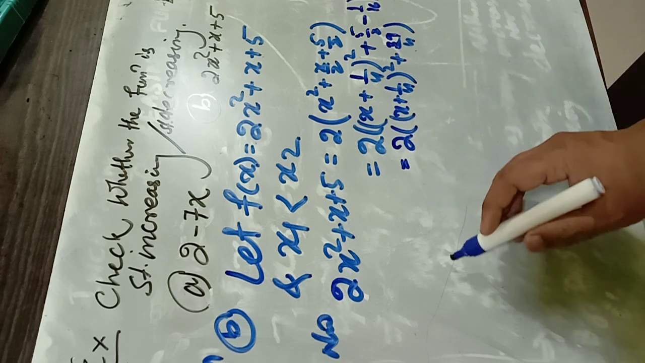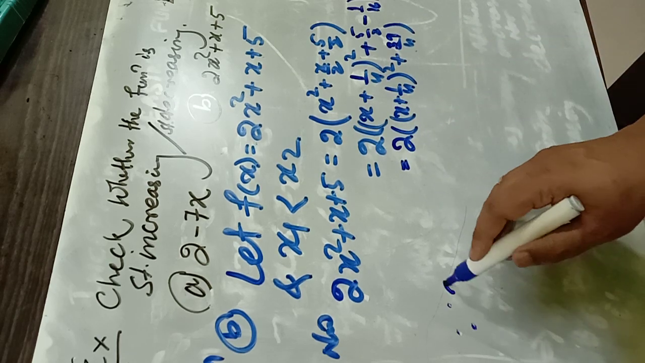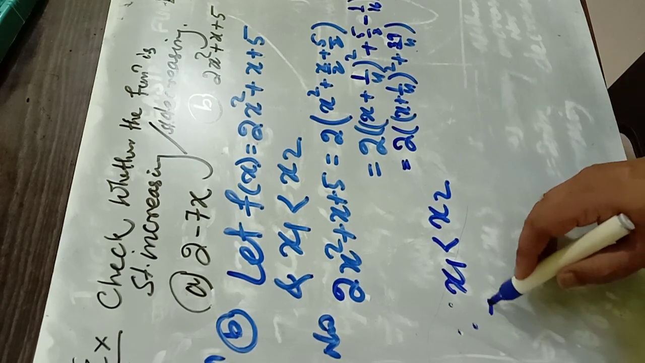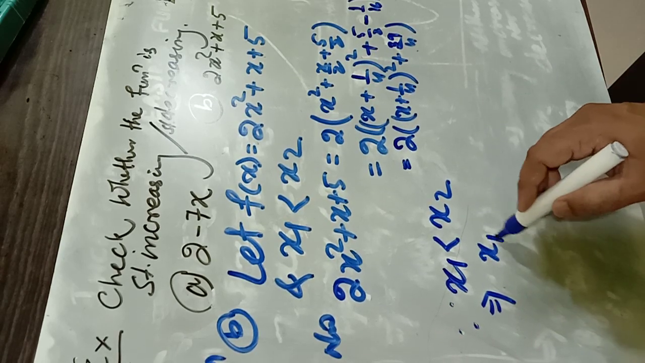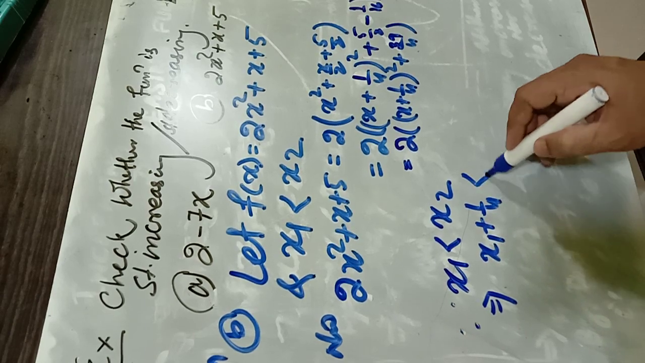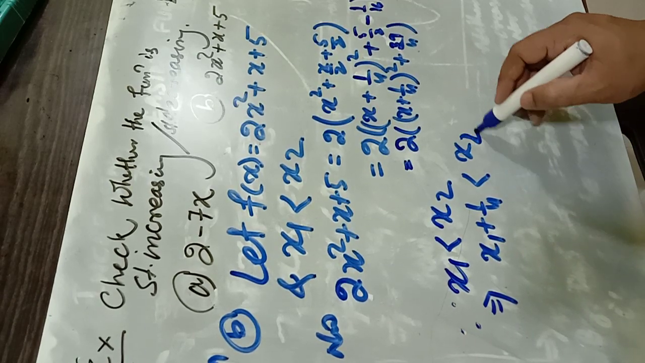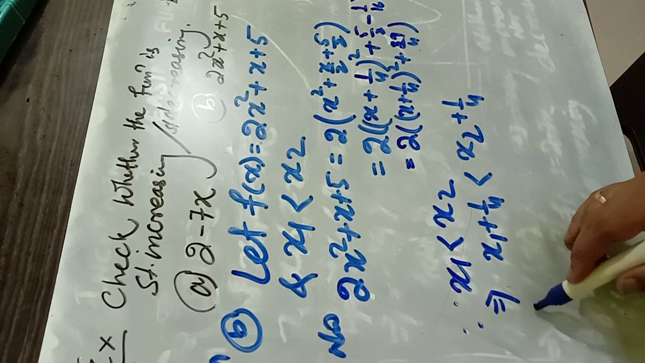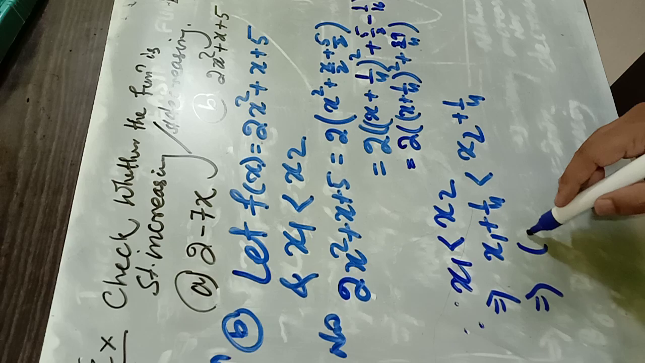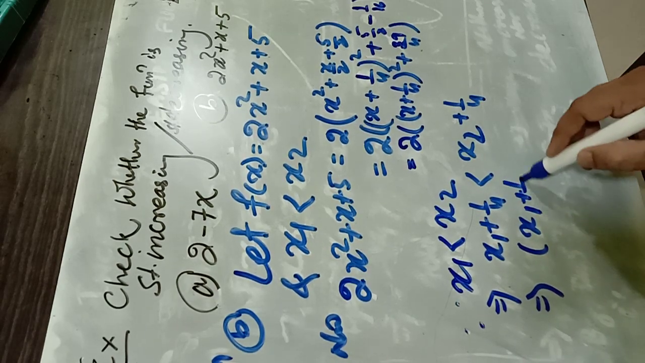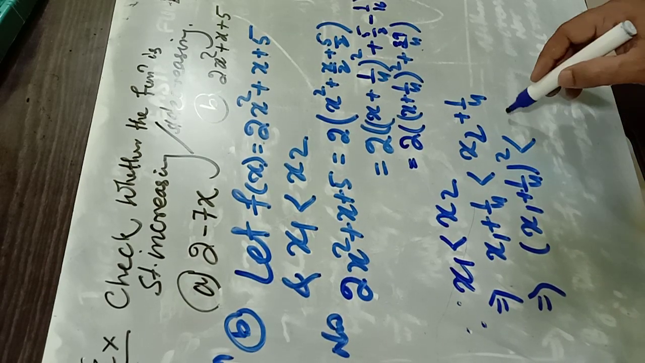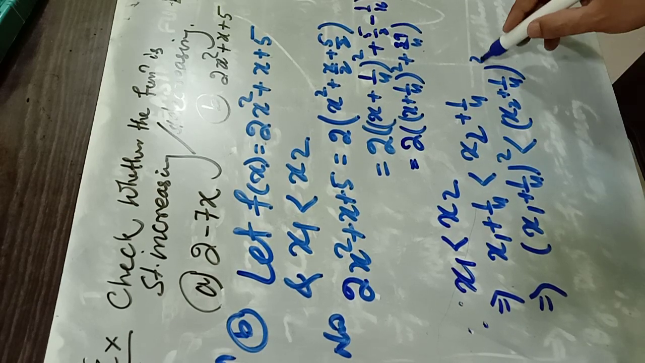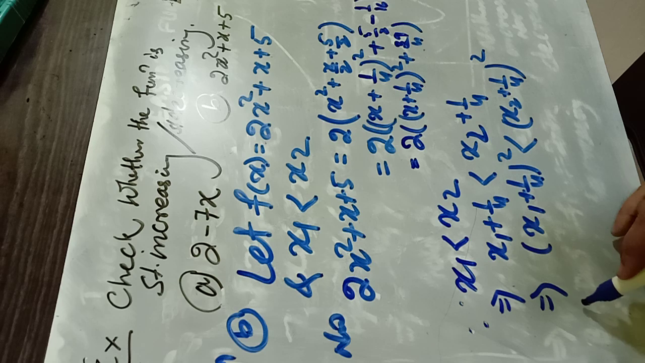Since x1 less than x2, so definitely x1 plus 1 by 4 less than x2 plus 1 by 4. Both sides 1 by 4 is added. If we do squaring, the smaller square will be less. x1 plus 1 by 4 whole square less than x2 plus 1 by 4 whole square. Now add 39 by 4.